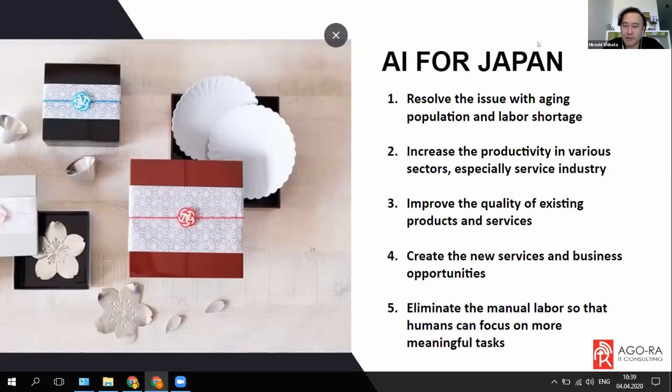So I believe that this is the last slide. Basically, it pretty much sums up what I talked about today. AI can resolve the issue of decreasing population and also labor shortage, because for some reason Japan is kind of hesitant to accept a massive number of immigrants. It's changing, but we have changed the immigration law last year.